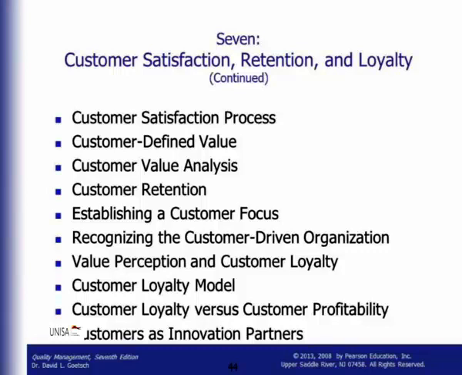We're also talking about the customer satisfaction process, customer-defined value, customer value analysis, customer retention, establishing a customer focus, recognizing the customer-driven organization, value perception and customer loyalty, the customer loyalty model, customer loyalty versus customer profitability, customers as innovation partners.